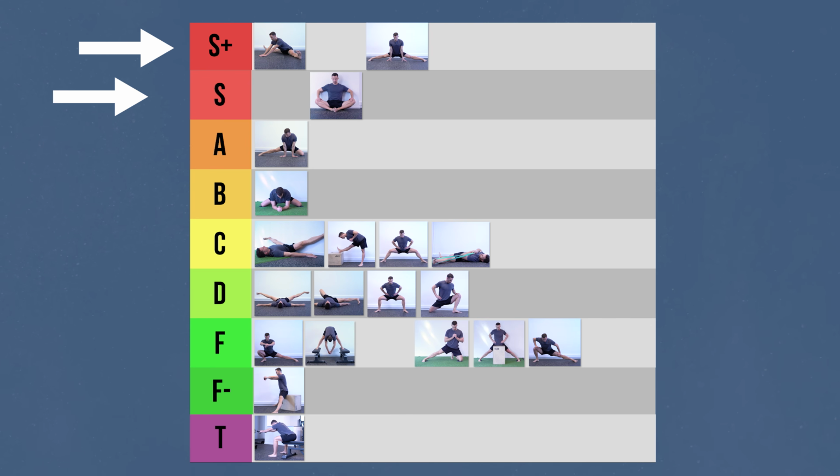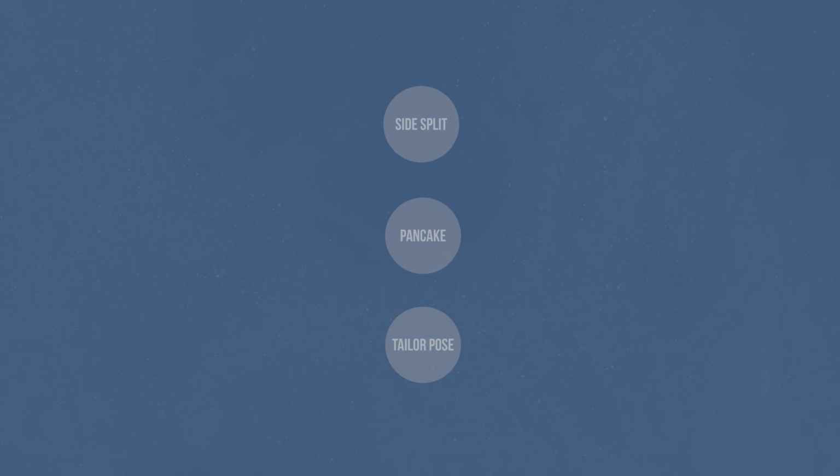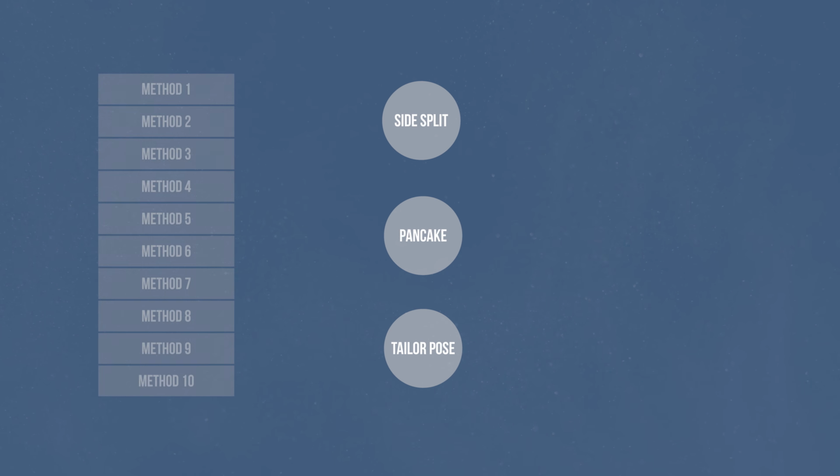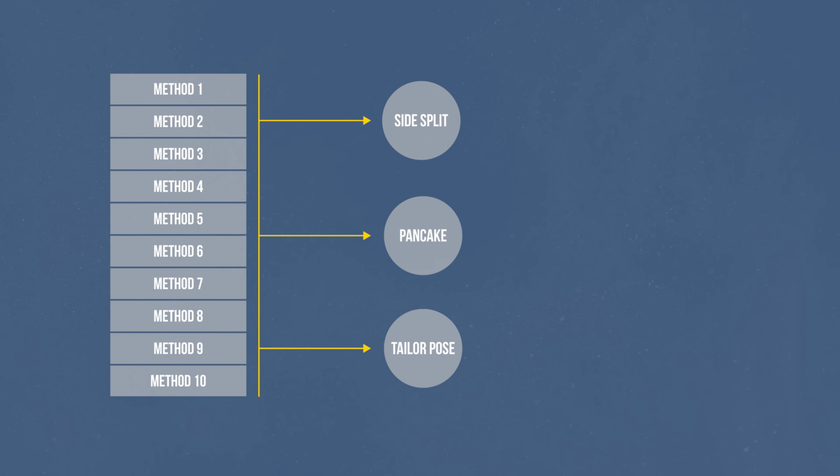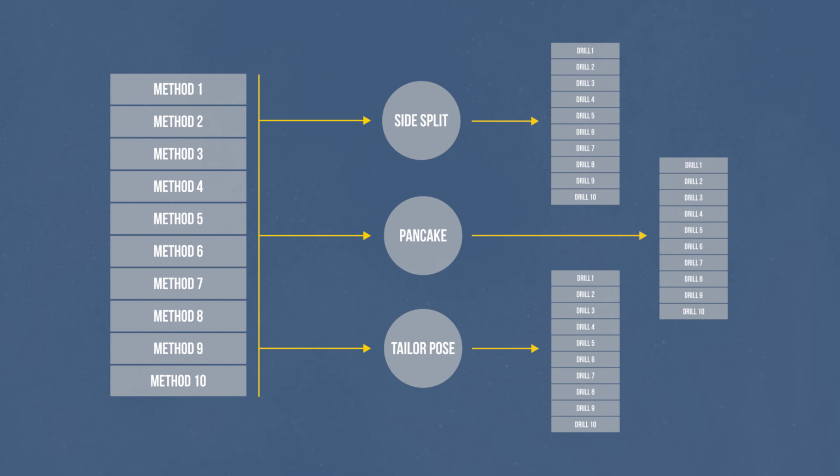Now, if it seems like only a few exercises made it to the top tiers, don't get discouraged, because the S exercises are not just 3. Since you can perform these exercises with over 10 different methods, each of these positions results in over 10 highly effective exercise drills.